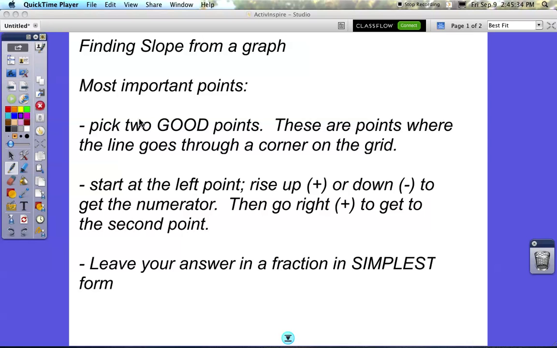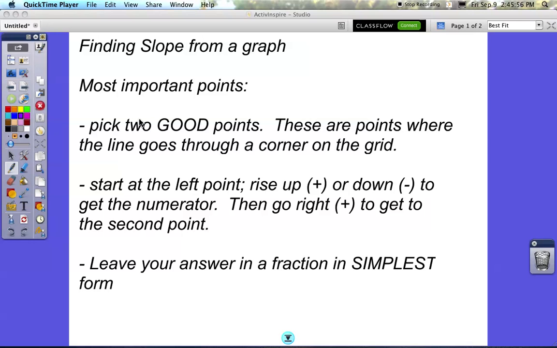The next thing is, it's always your best bet to start at the left point, the furthest left point, and either rise up, which makes a positive numerator, or rise down, which makes a negative numerator. Then you'll go to the right to get to the second point.